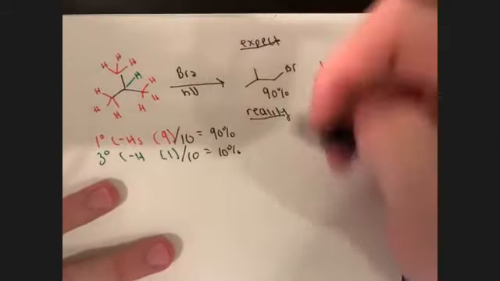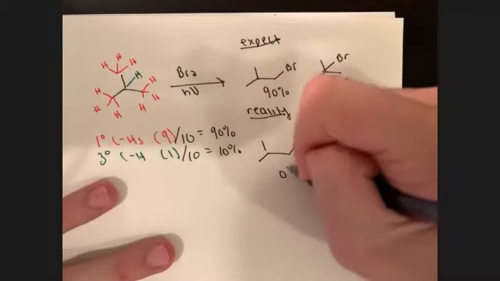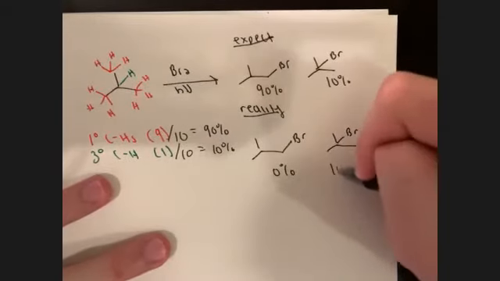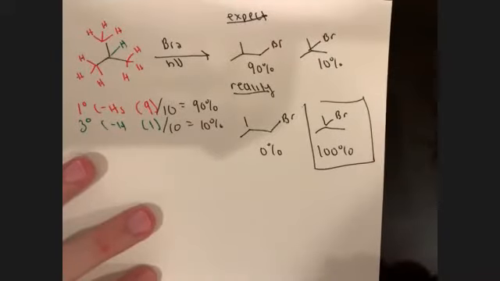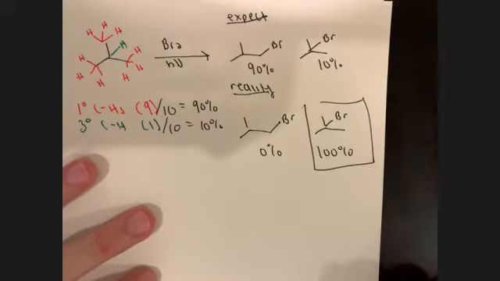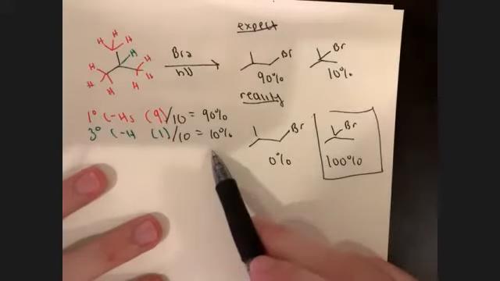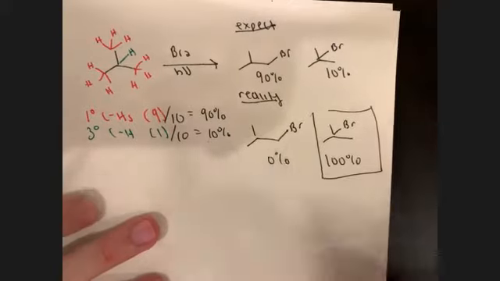In actuality, we have 0% of that same product, and almost exclusively 100% of the more substituted product. That is really mind-boggling. Why do we form 100% of this product when statistics says it shouldn't be like that? That's weird, so keep that in mind. Let me compare the chlorination conditions as well and see what's going on there.